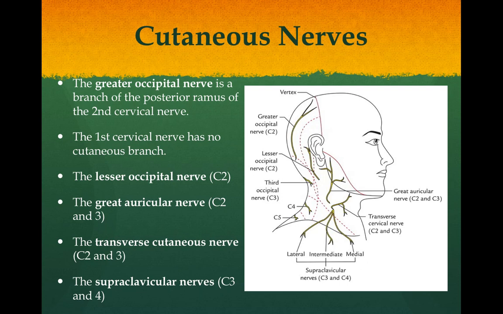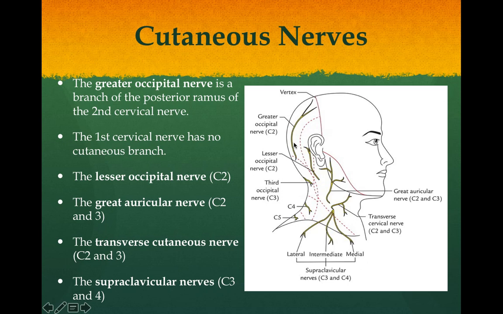The great auricular nerve is formed by the union between branches from the second and the third cervical nerves. The transverse cutaneous nerve is also formed by the union between branches from the second and the third cervical nerves. And finally, the supraclavicular nerves are formed by the union between branches from the third and the fourth cervical nerves. In this picture, we see the distribution and the positions of these nerves.